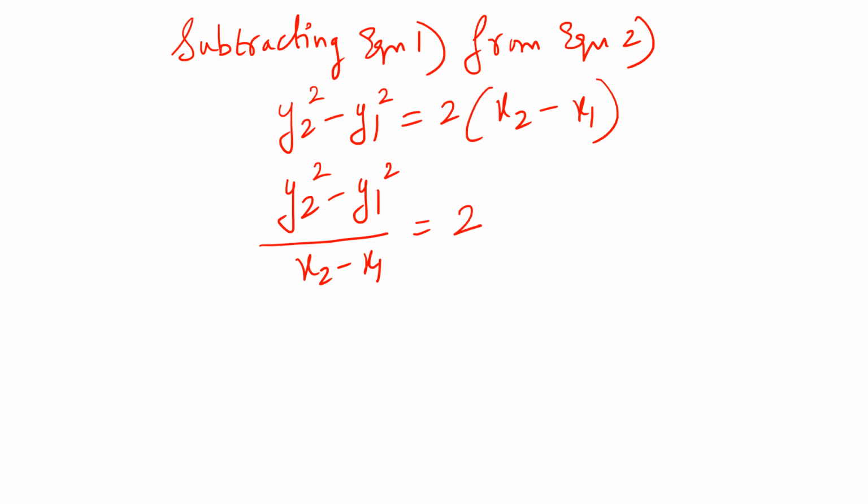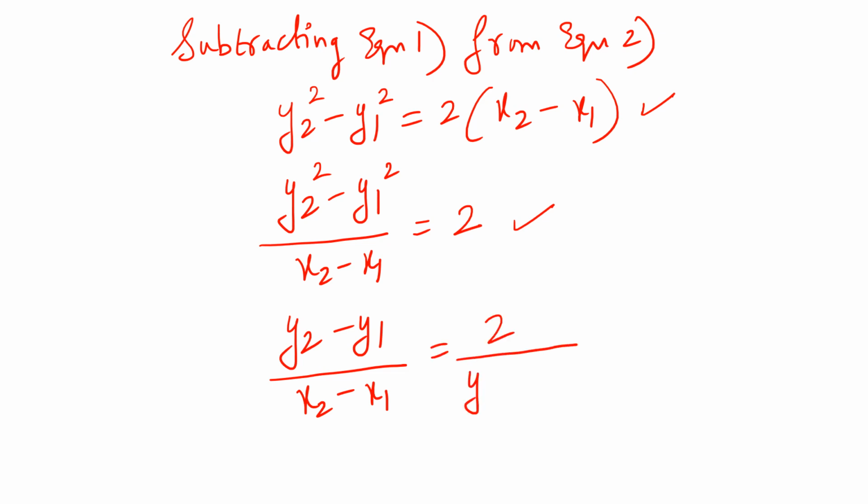Now students, since x1 is not equal to x2, so from this equation I can say that y2 square minus y1 square is not equal to 0. This implies neither y1 plus y2 is equal to 0 nor y1 minus y2 equal to 0. So hence I can divide this particular equation by y1 plus y2 on both sides. That means (y2 minus y1) upon (x2 minus x1) becomes equal to 2 upon (y1 plus y2).